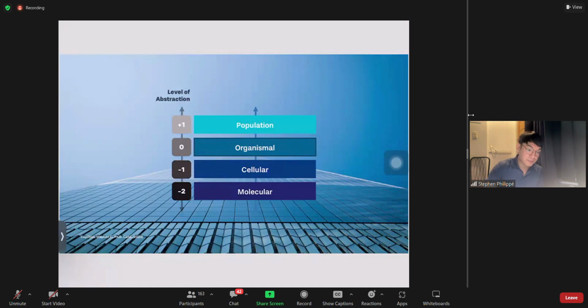So here, with the level of abstraction, we focus on the organism because that's what we understand, right? We are made up of an organism. So here, meaningful biology relates principally to organisms.